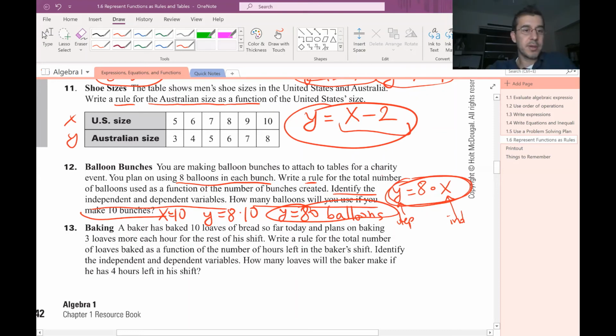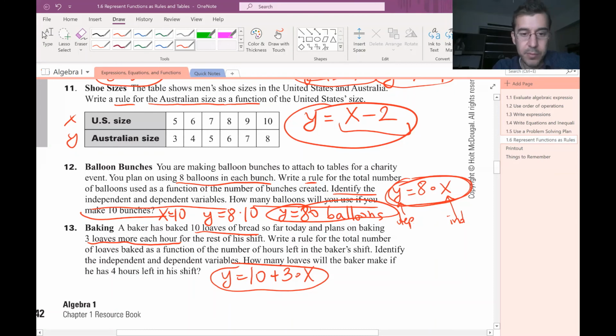Okay. Number 13, baking. A baker has baked 10 loaves of bread so far today and plans on baking 3 loaves more each hour for the rest of his shift. Write a rule for the total number of loaves baked as a function of the number of hours left in the baker's shift. Okay, so y would be 10 loaves already baked plus 3 loaves times the number of hours left of his shift, so x.